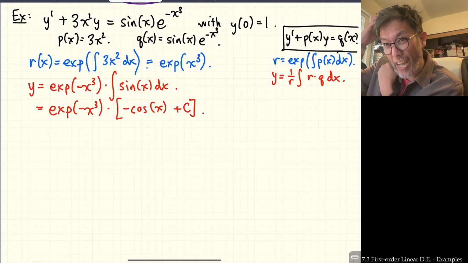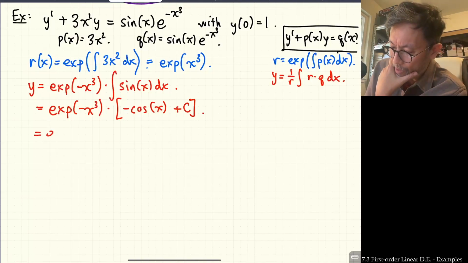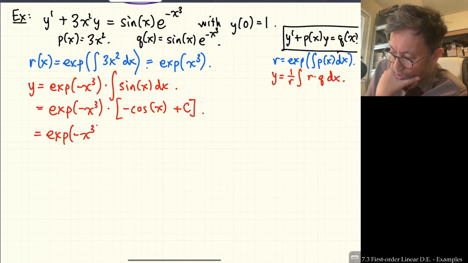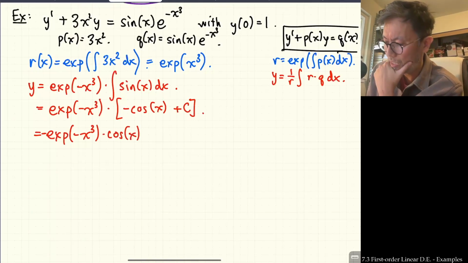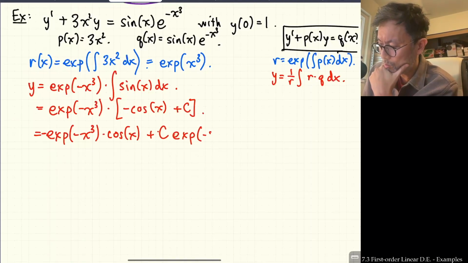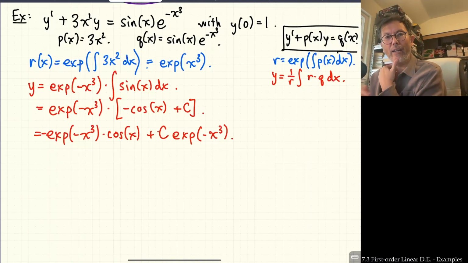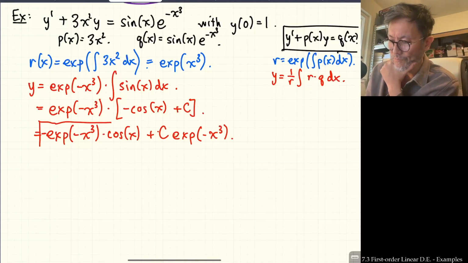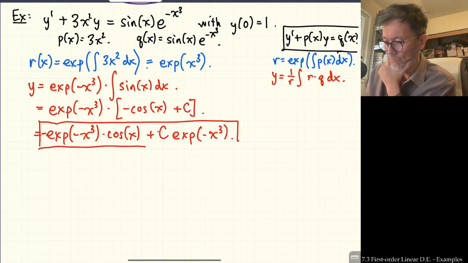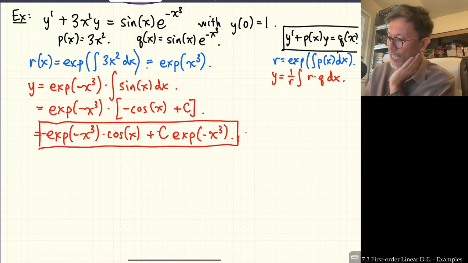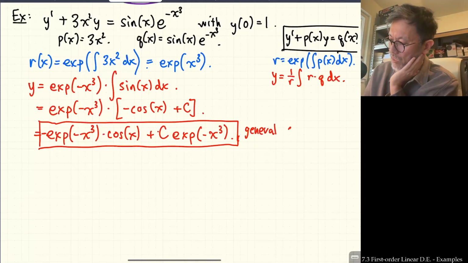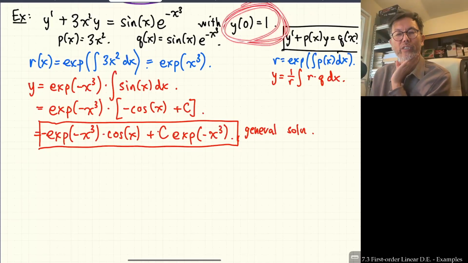And now we distribute the exp, and what we get is exp of negative x cubed times, and I'll put the negative sign out front, cosine of x, like this, plus c times exp of negative x cubed. Do not forget that c also gets touched by this exponential. This is the general solution. I shouldn't have boxed this, because this is an initial value problem. We cannot forget that we also have an initial condition here.